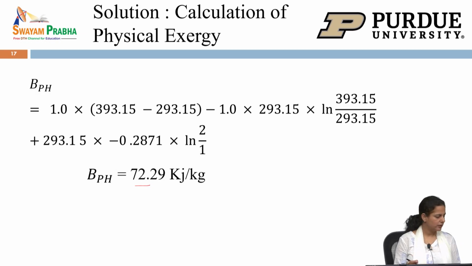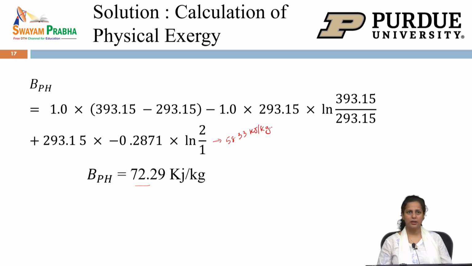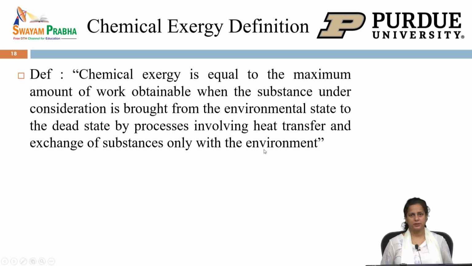If you calculate the thermal component or the pressure component separately, that will come out to be 58.33 kilojoule per kg. So, following this approach, you can quickly calculate the physical exergy for any stream that is entering the system at a raised temperature and pressure, and if it follows an ideal gas behavior. So, let us move forward and look at the chemical exergy.